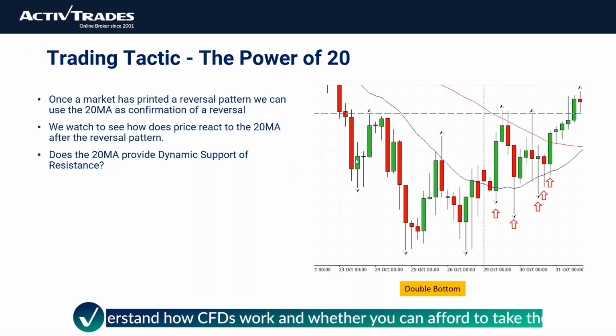So that was the 20 MA entry, and it is just a very simple agricultural way for you to join a trend. I said I'd also share with you a way to use the 20 period moving average for reversals. Okay, and you'll sometimes hear me refer to it as the PO20.